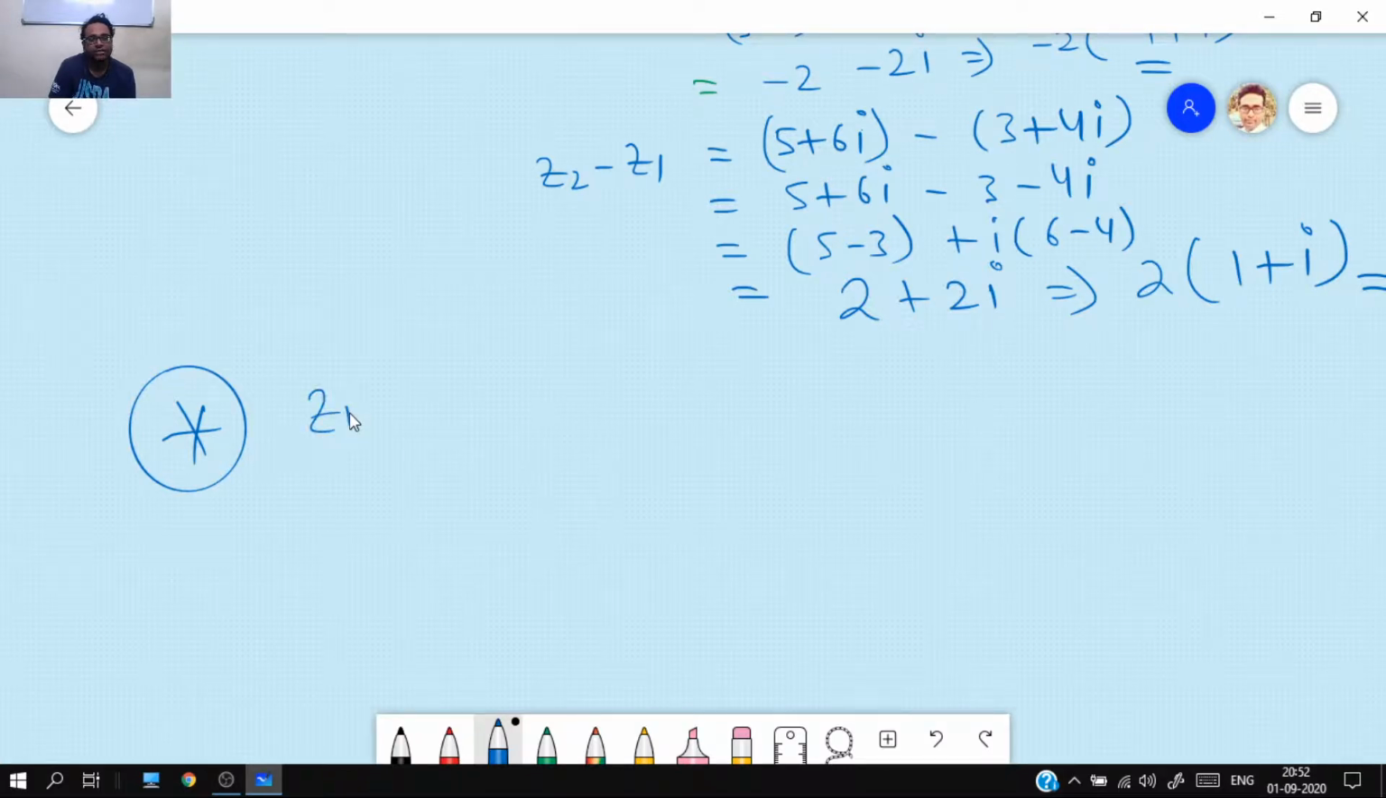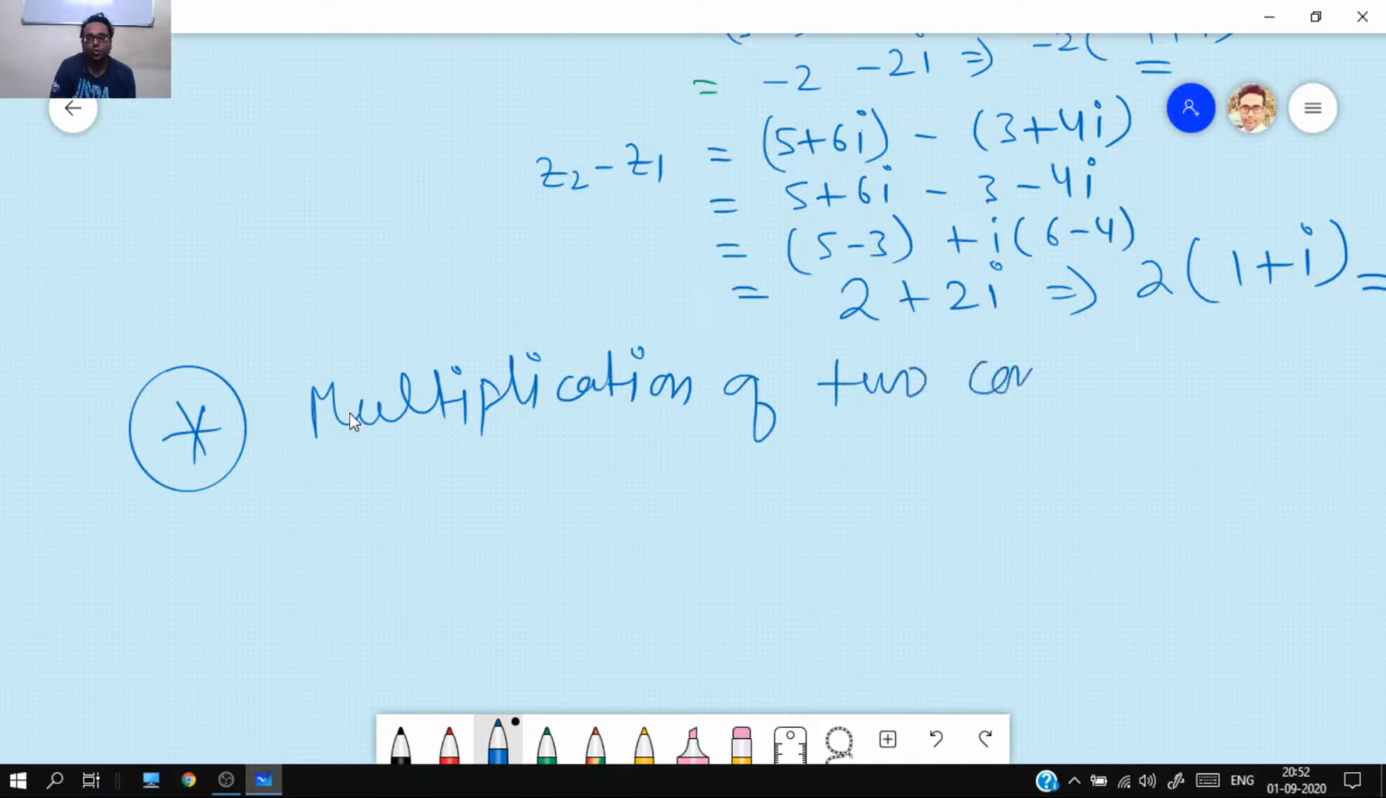Let me write down the name of the topic. Multiplication of two complex numbers. We can multiply three complex numbers, four complex numbers, but the simplest case is multiplication of two complex numbers. Then when you are comfortable in multiplying two complex numbers, you can easily multiply three complex numbers.